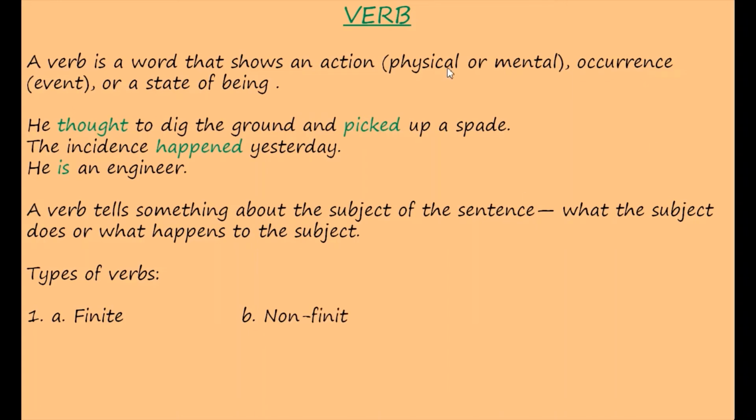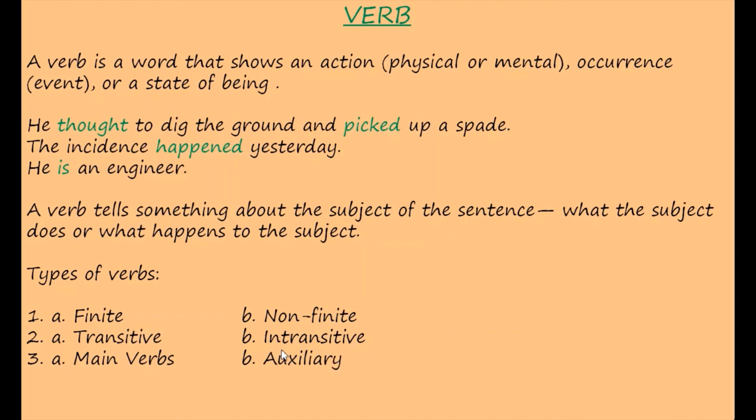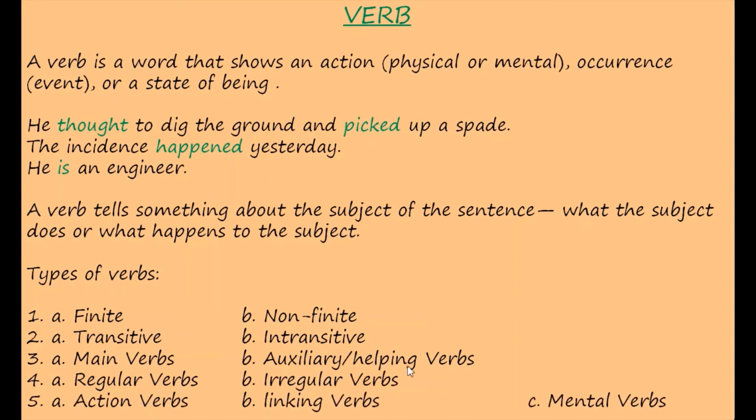And types of verbs. What types of verbs are there? Verbs are finite, non-finite, transitive, intransitive, main verbs or auxiliary verbs or helping verbs. In helping verbs, modals also come here. Regular verbs, irregular verbs, action verbs, linking verbs, mental verbs.